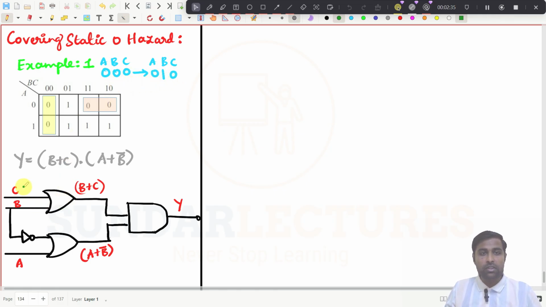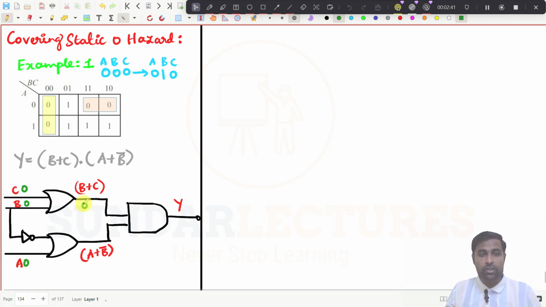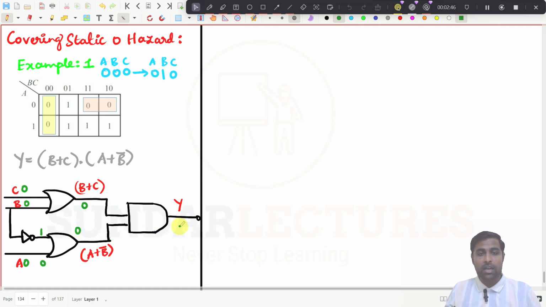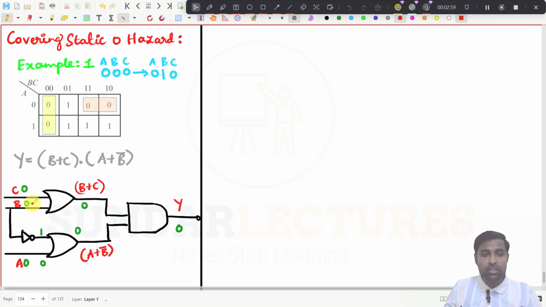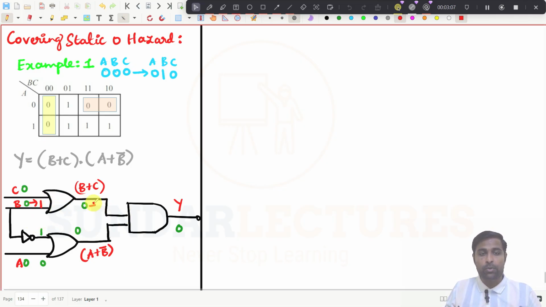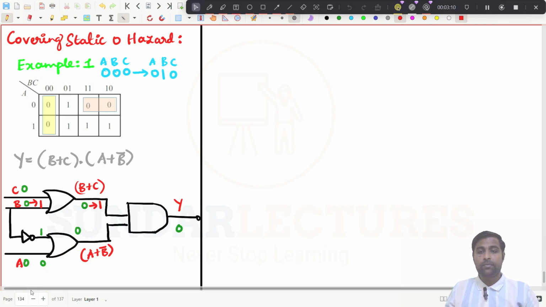So what happens now? This one is 0, this is also 0, this is also 0. So the output is 0 and this output is 1 and then this is 0. So this is also 0. So the AND gate output will be 0. So the output should be 0. There is no change. The output will be always 0. So what happens now? This B will change from 0 to 1 now. So I will put that in red now. So what happens now? This B is changing from 0 to 1. So this is changing from 0 to 1. So what happens now? This OR gate output will instantly change from 0 to 1.